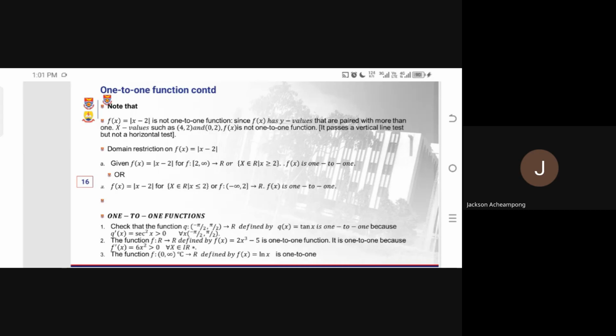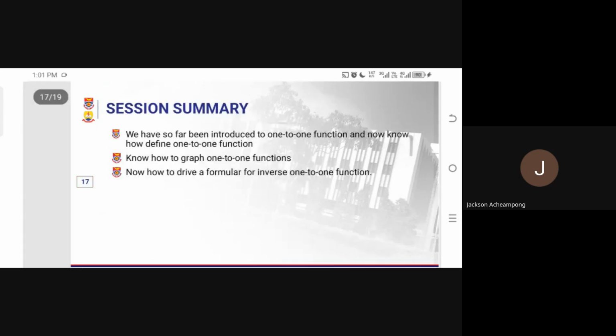And then we are saying that for one-to-one functions, we can check that the function q with that interval defined on it is one-to-one. So they are giving you some restrictions and some things you should note when it comes to one-to-one functions, about trig functions and then natural logarithmic functions. I don't know if on this note there are any questions.